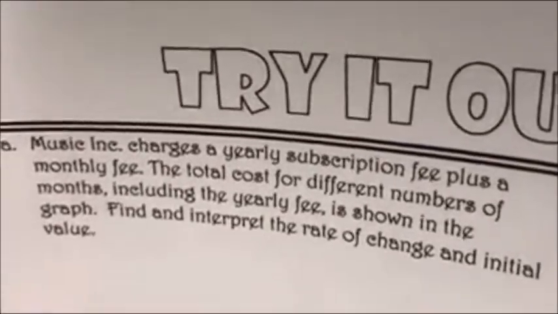On page 97, you're going to glue in construct functions. On page 98, you're going to glue in the try it problem. It says A, music line, or music inc. On page 99, you're going to glue in linear and nonlinear functions. Page 100, you're gluing in the try it out with A and B at the top.